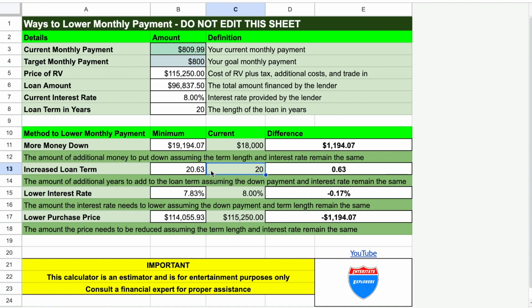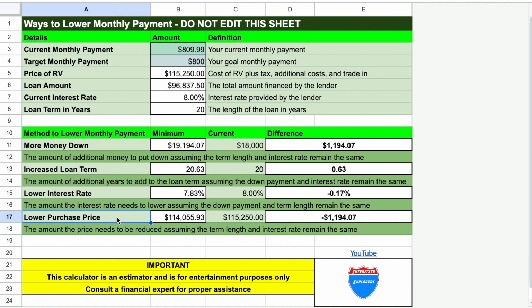That would be a little bit strange, but the next one is lowered interest rate. We're currently at 8%, and if we can somehow get this interest rate lower to 7.83%, then without putting more money down or without increasing the term of the loan, that would get us down to our target monthly payment of $800.